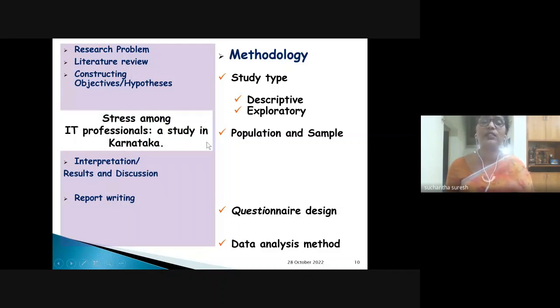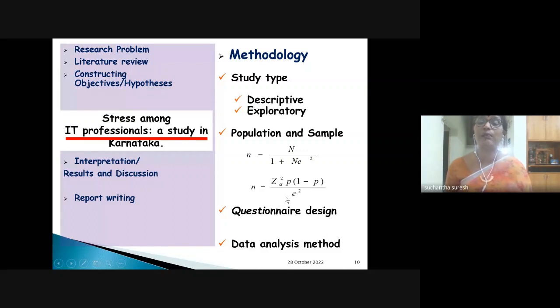Stress among IT professionals, a study in Karnataka, of course, it is a descriptive study. Okay. Now, when we are talking about population, IT professionals, where, in Karnataka. So this is the population of the study, and the sample. Sample we have to calculate using one or the other sample calculation formula.